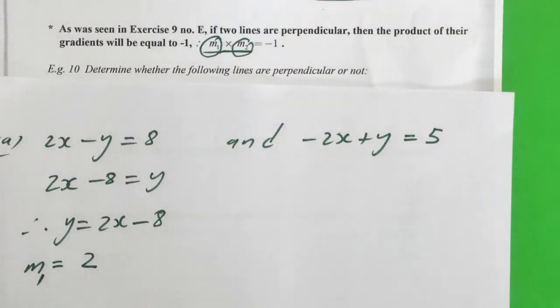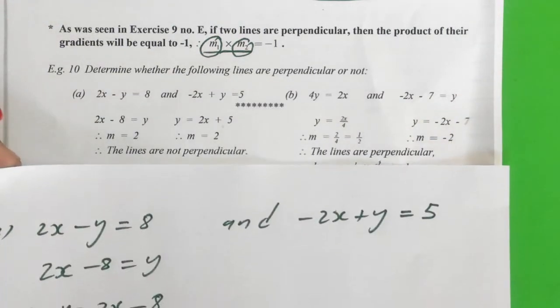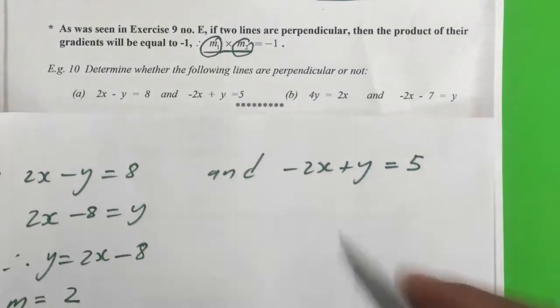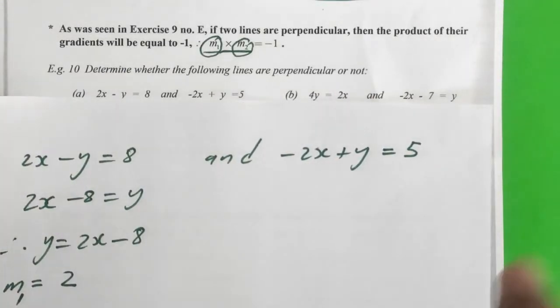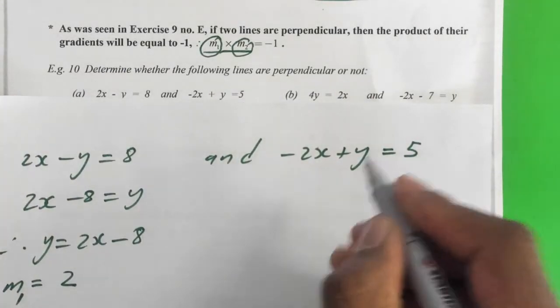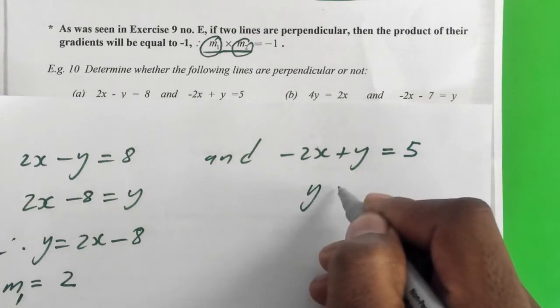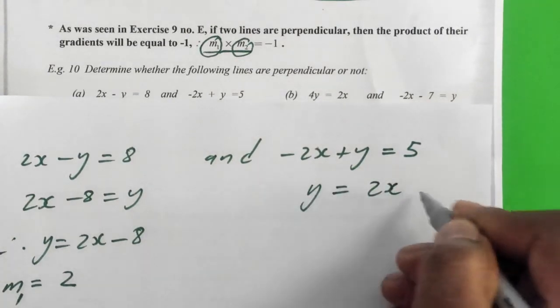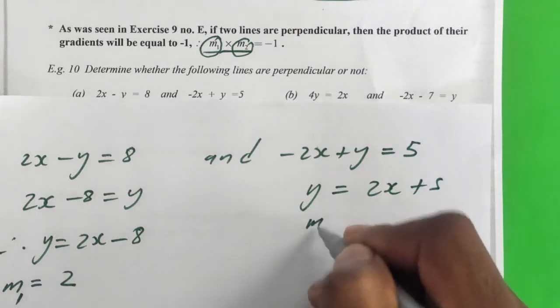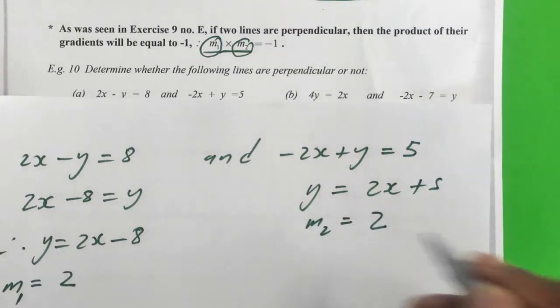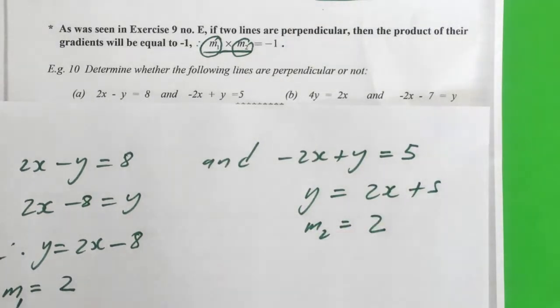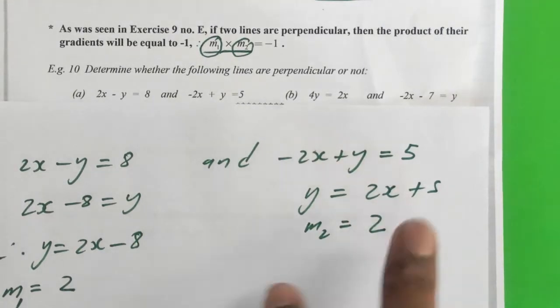So what I can do, let's see if I've done everything properly. Okay, yes, I can just move 2x that side. Therefore, y equals 2x plus 5. m2 equals 2. Are they perpendicular? They're not perpendicular. They're parallel because they have exactly the same gradient.